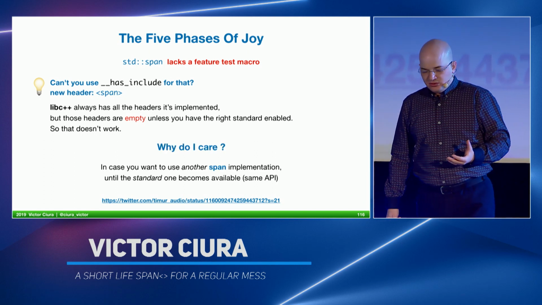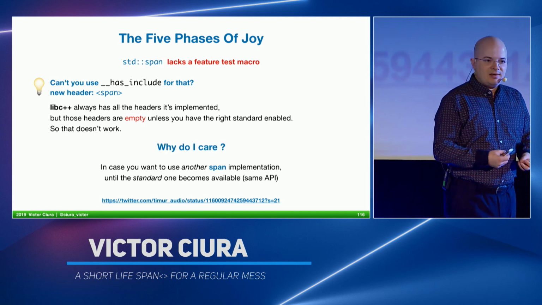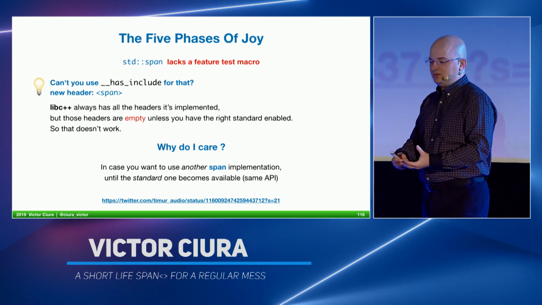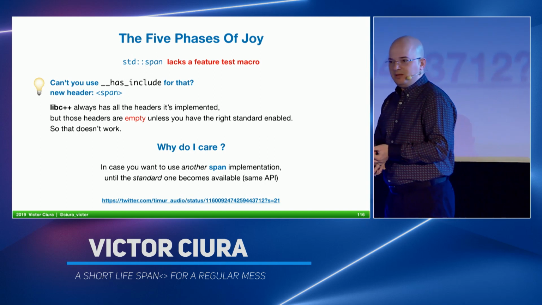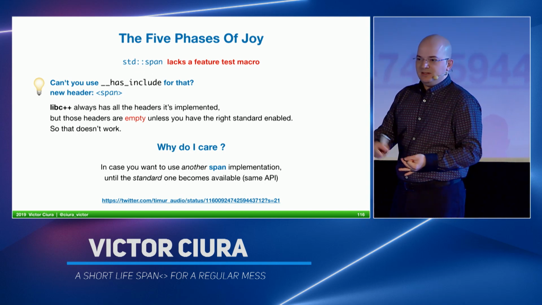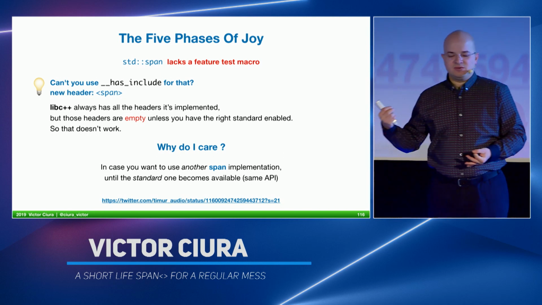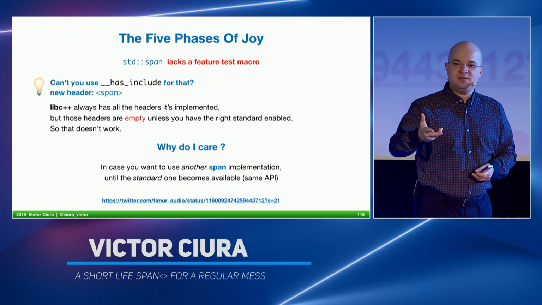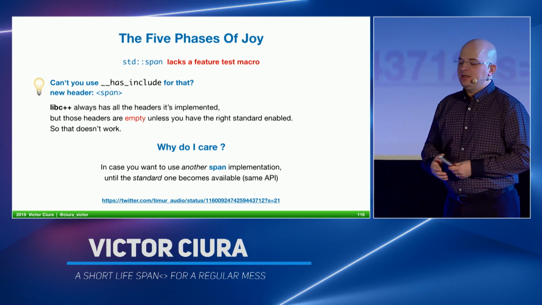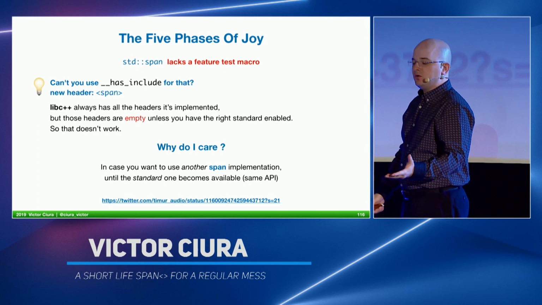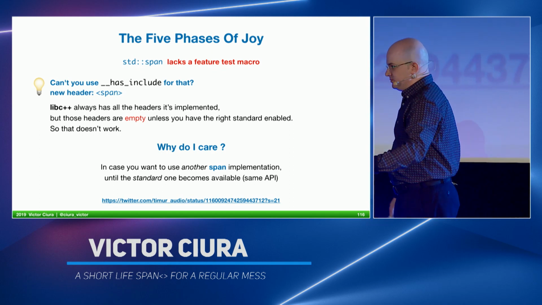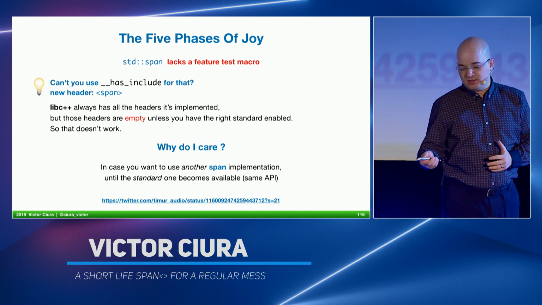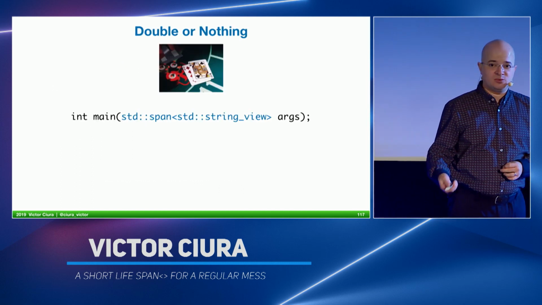And this is important because you don't want a span-like thing that's my span. You want it to have the same name and the same API, so that when the proper C++20 span becomes available for your toolchain, you can just swap the namespace or use the standard one, and it just works. You don't have to change anything in your code. So this is why you would bother doing this. But it's not straightforward, unfortunately, because they forgot to provide the feature test macro.